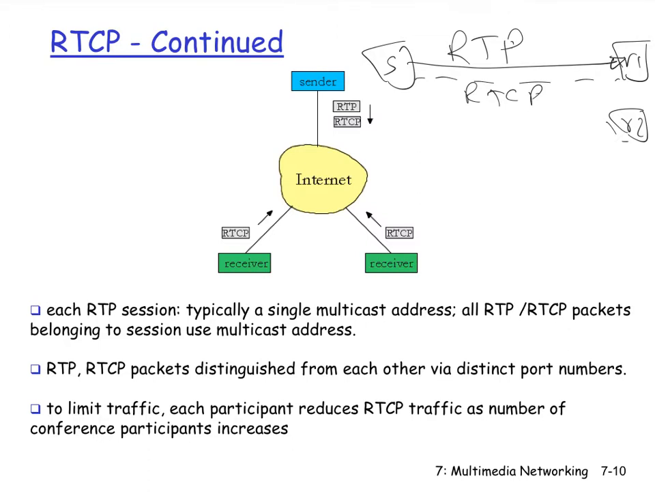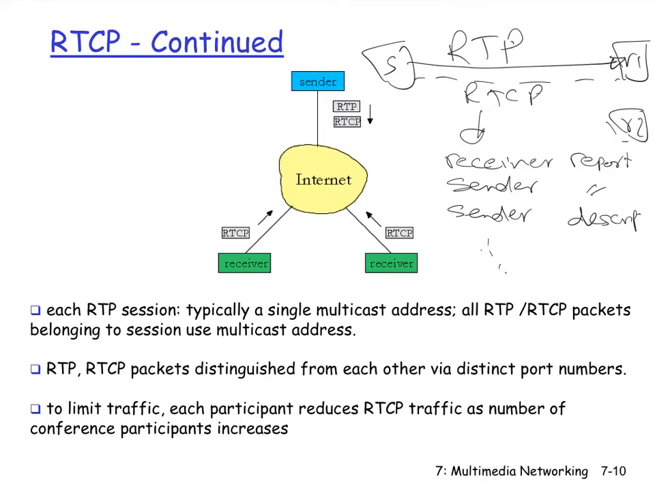RTP contains the data, and as we said, contains timestamping, packet sequencing, and all what we have talked about last time. RTCP provides only control messages. It does not provide or contain any data. The types of data in the RTCP are either receiver report, sender report, or something called sender description, which we will talk about, or some other packet types which we don't care about. Okay.